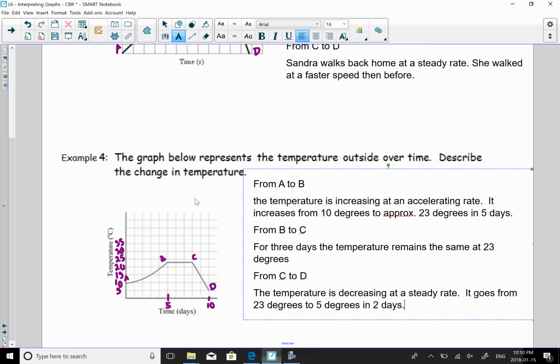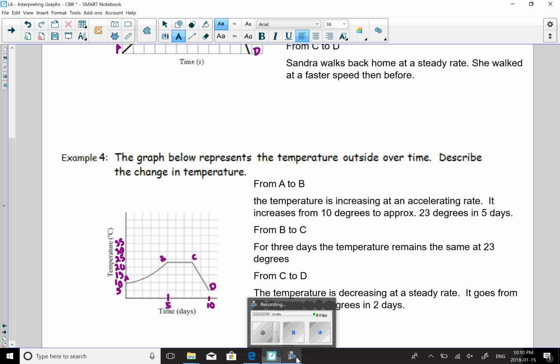There you go. Every graph tells a story. That's a lesson on distance time graphs.